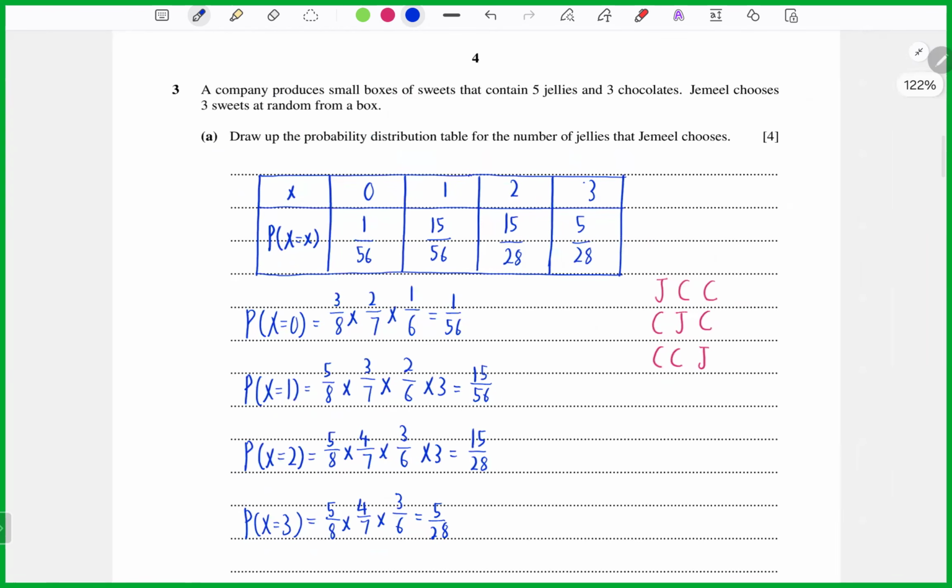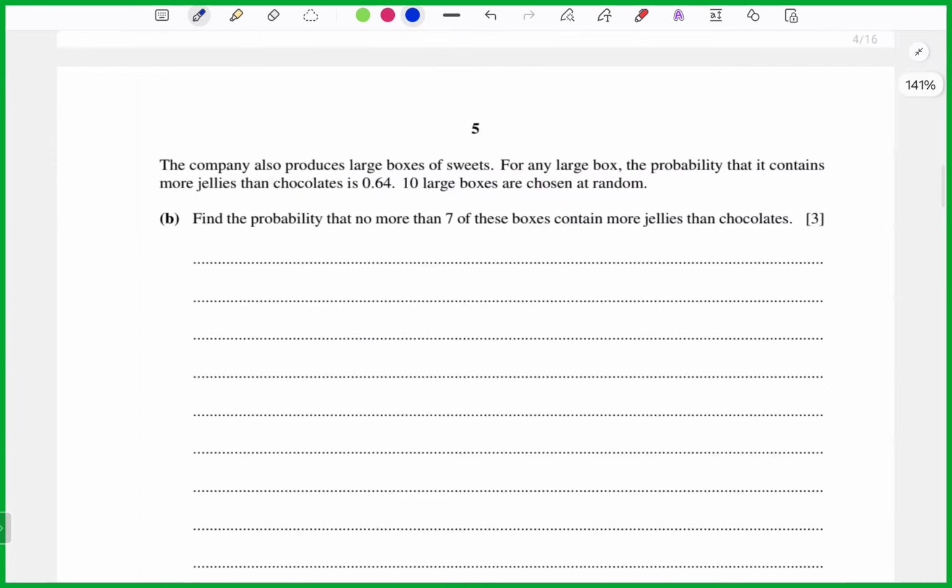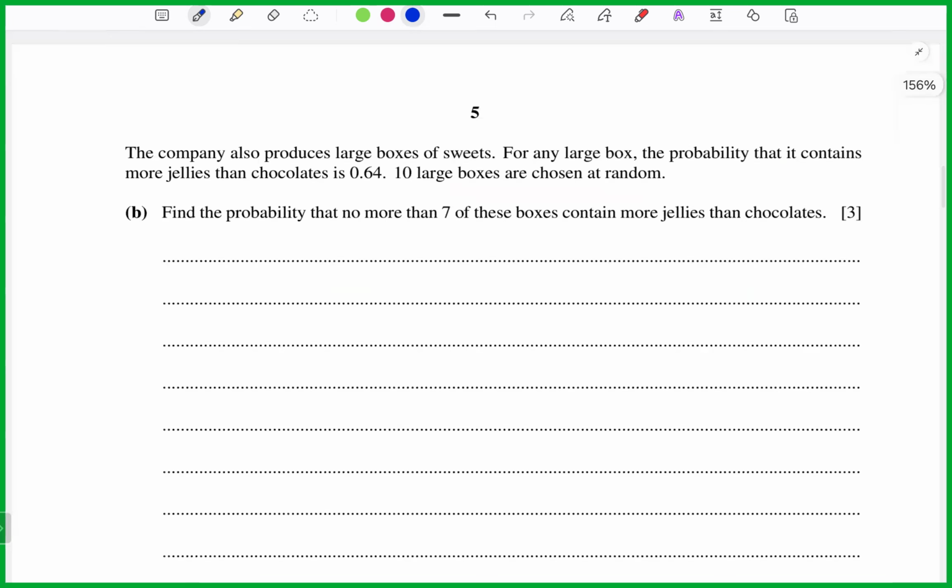Okay, so I hope you can get it. Now I try looking at the next part. The company also produced the large box of sweets. For any large box, the probability that it contains more jellies than chocolates is 0.64. 10 large boxes are chosen at random. B. Find the probability that no more than 7 of these boxes contain more jellies than chocolates.